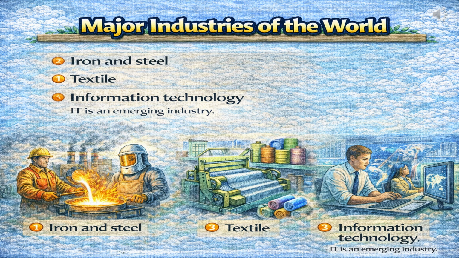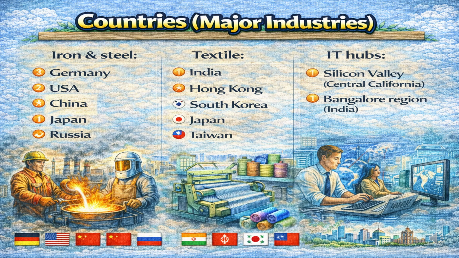Now let's focus on the most important industries in the world. Some major industries are iron and steel, textile, information technology, and one special point is, IT is an emerging industry, which means it is growing rapidly. Now let's see which countries are famous for these industries. Different countries are famous for different industries. Iron and steel: Germany, USA, China, Japan, Russia. Textile: India, Hong Kong, South Korea, Japan, Taiwan. IT hubs: Silicon Valley, Central California, and Bangalore region, India. So we can clearly see that industries are spread across the world, but each region has its own speciality.